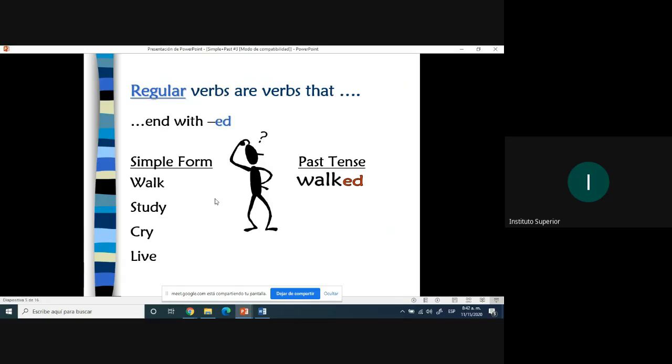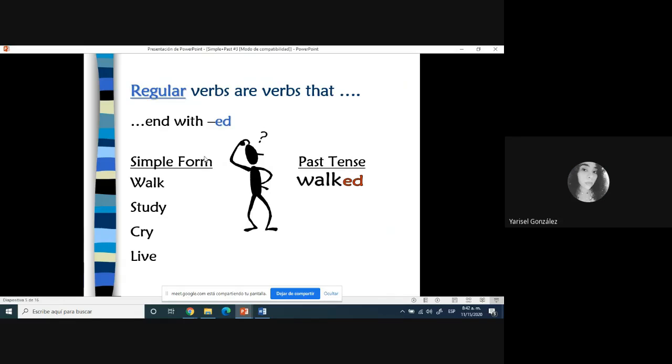Añadiéndole ed. La palabra need, necesitar. Añádale ed, ¿cómo queda? Need. Su pasado, needed. Needed. La regla, needed.